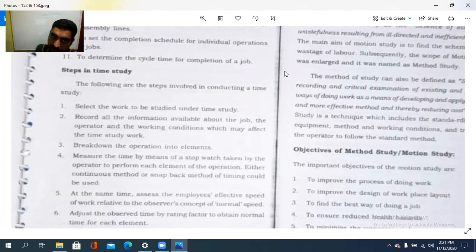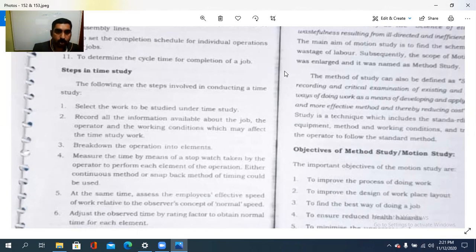That is, select the work to be studied under the time study. ഏത് വർക്കാണ് ഒരു ടൈം സ്റ്റഡി, അതായത് സ്റ്റോപ്പ് വാച്ചിന്റെ ഒബ്സർവേഷൻ ചെയ്യണം എന്നുള്ള ഉദ്ദേശിക്കുന്നത്, അത് സെലക്ട് ചെയ്യുക. Then record all the information available about the job, the operator and the working conditions that may affect the time study. So recording all the things, എല്ലാം സെറ്റപ്പ് ചെയ്ത് വെക്കുക. That is information available about the job, the operator, to which operator it is allotted to, and also the working conditions that are prevailing there that may affect the time study work.